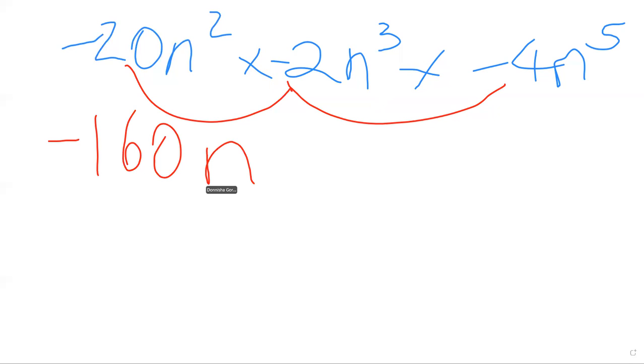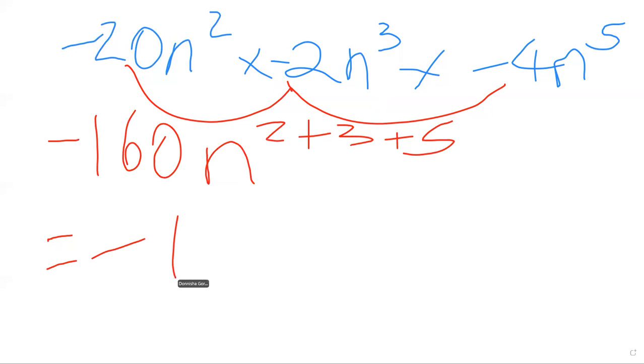The powers of n are 2, 3, and 5. Since these terms are being multiplied, we add the powers. So that gives us negative 160 n to the 10th power.